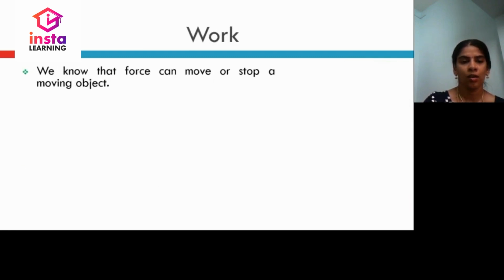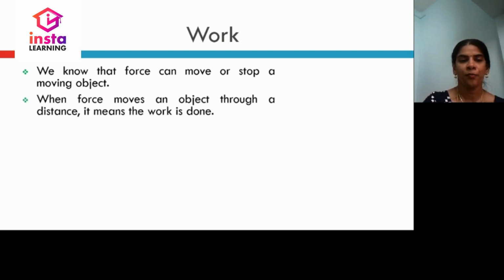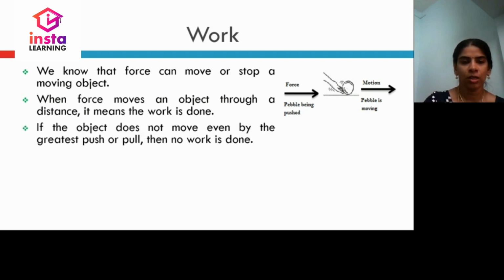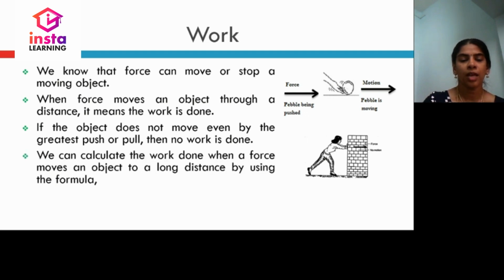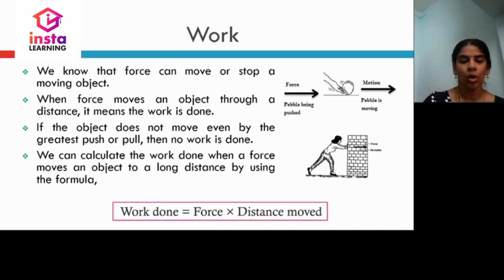Work. We know that force can move or stop a moving object. When force moves an object through a distance, it makes the work done. If the object does not move even by the greatest push or pull, then no work is done. We can calculate the work done when a force moves an object over a distance by using the formula: work done is equal to force into distance moved.